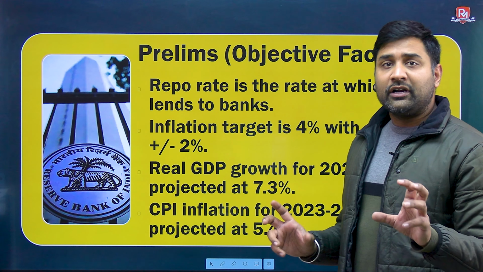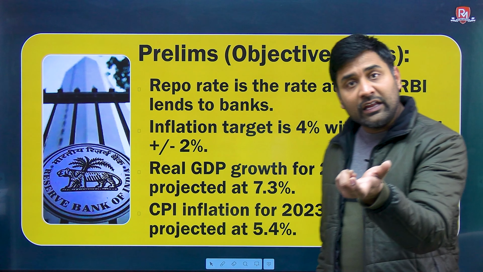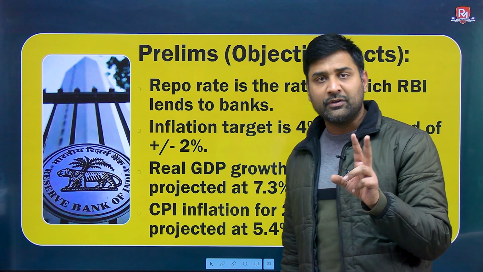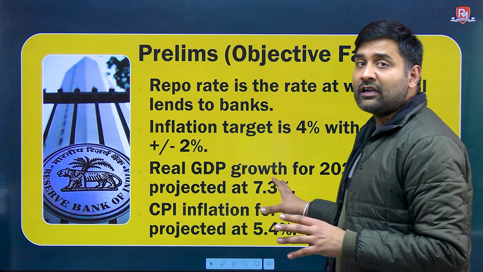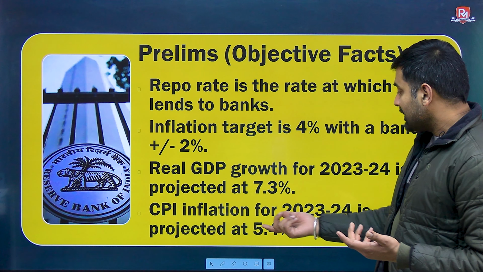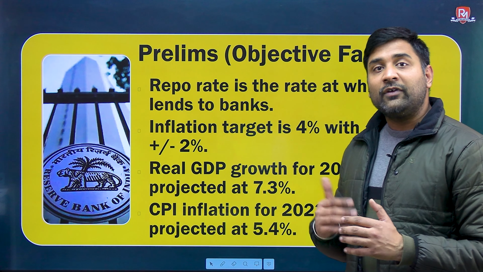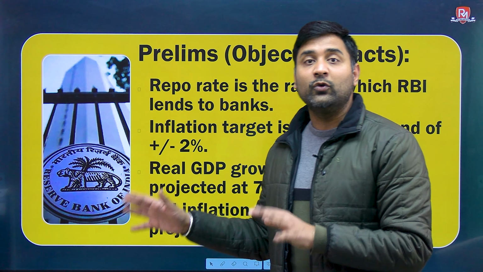Now, these are important. And real GDP: the tentative real GDP growth for the year 24 is 7.3%. Again, what is important? What is the meaning of real GDP? What is the concept of base year in real GDP? There are two different types of GDP, one is nominal, another one is real GDP. So real GDP's tentative figure is 7.3%. And then the CPI inflation, as I said, should be within the range of 2 to 6%. For the year 24, this inflation tentative figure is 5.4%.